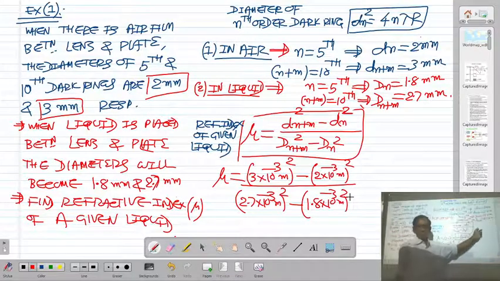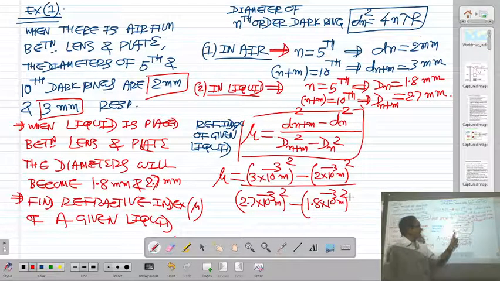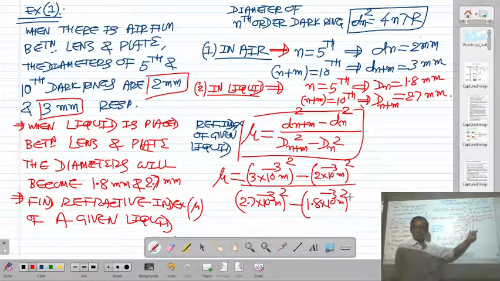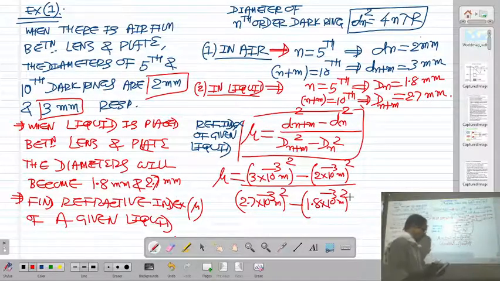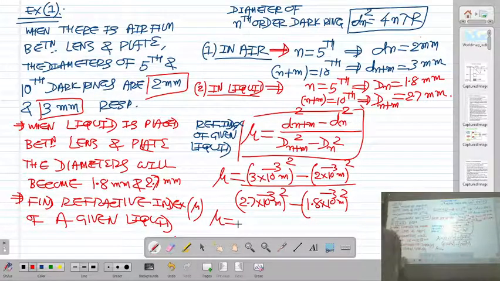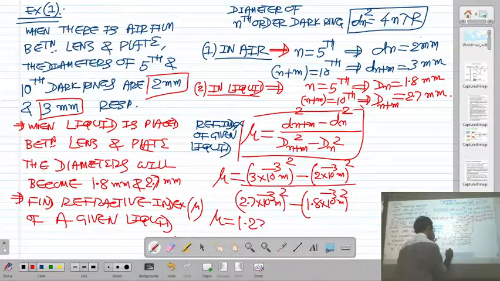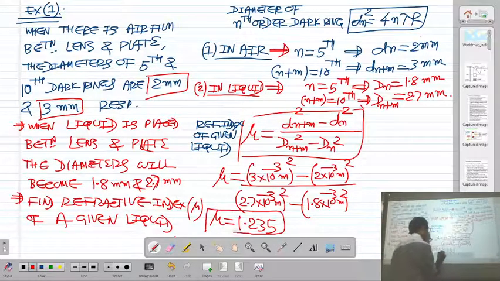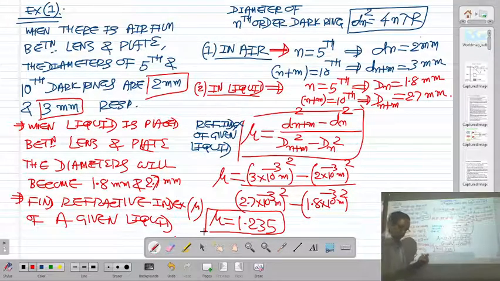So in the numerator, small dn plus m square and small dn square are the diameters of the rings in air, and in the denominator, capital Dn plus m square minus capital Dn square are the diameters of the rings in liquid. Okay, if you calculate this, you will get the refractive index of the given liquid as 1.235. So this is the answer.